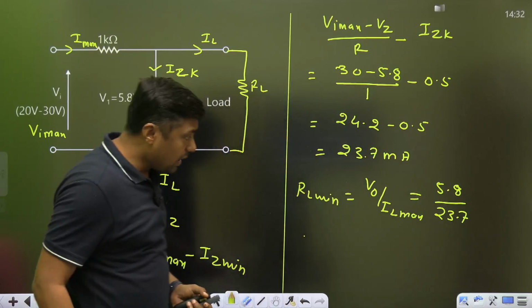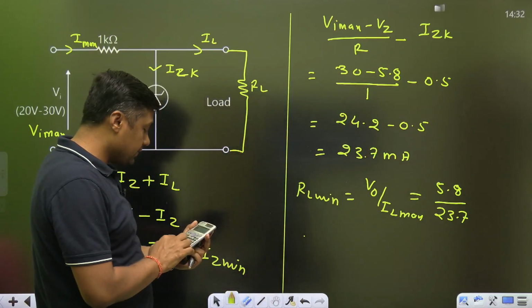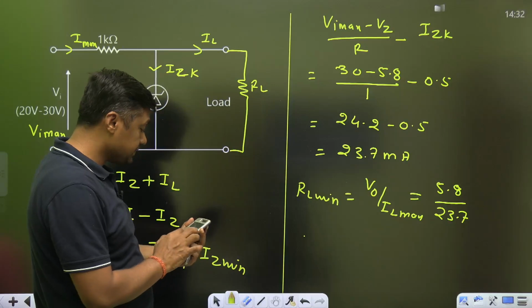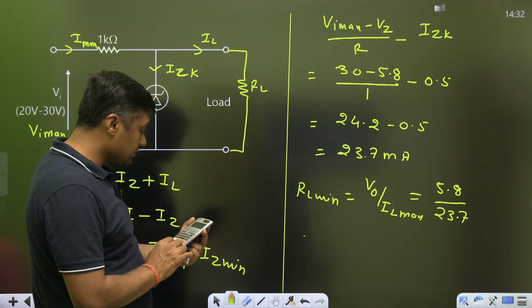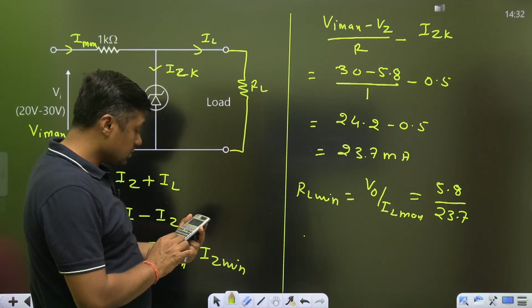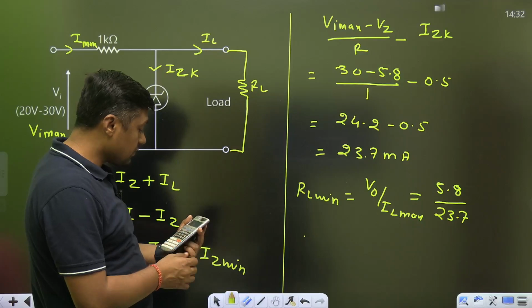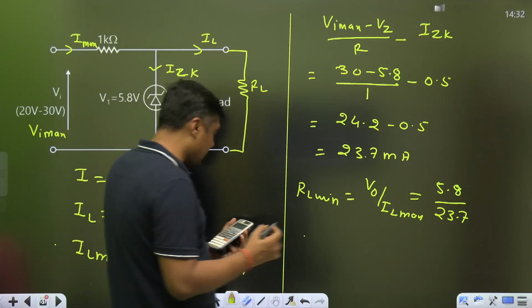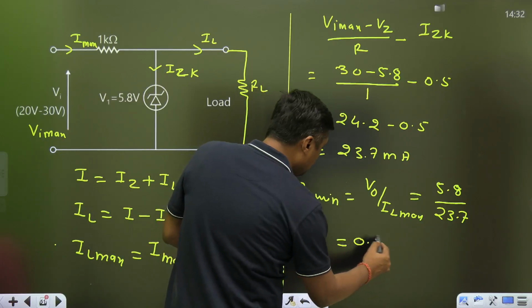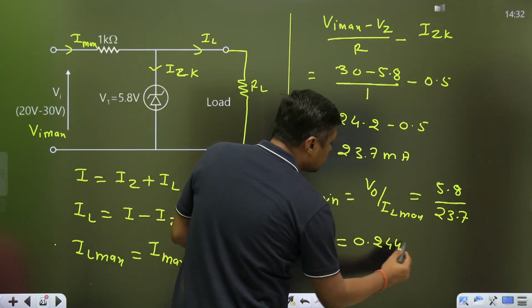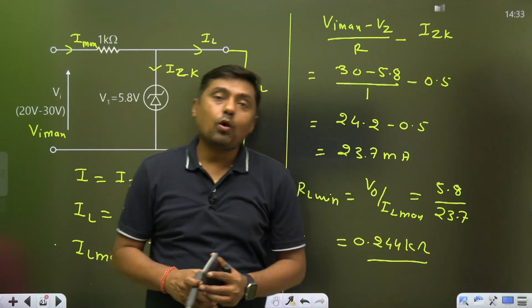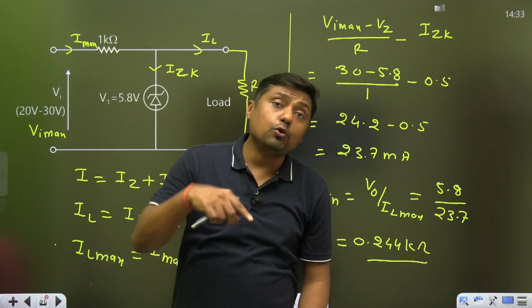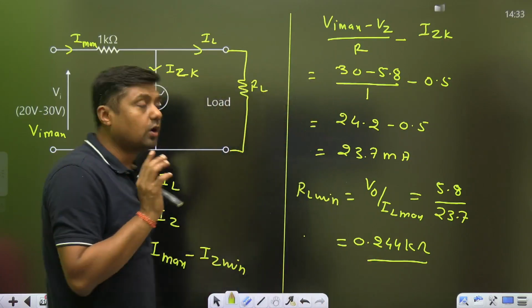Now when I calculate this, you will get 5.8 divided by 23.7, and this is the answer, 0.2447. 0.244 kilo ohm. This is the value of the RL minimum. Now, what is the condition? The Zener diode should remain in the breakdown region for the full range of Vi.